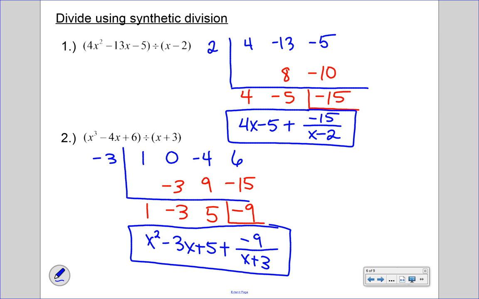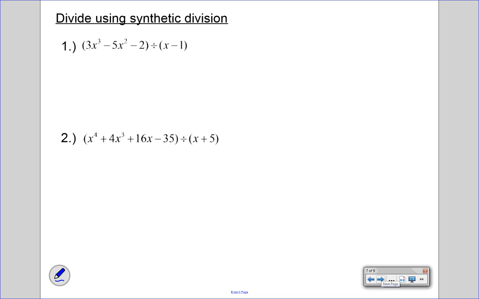And there's your answer. I have two more examples of synthetic division. We are dividing by an x minus 1, so we're going to put a 1 out in front and do our upside down box. We have x cubed and x squared, but we don't have an x term, so we have to put a 0 there. So let's do 3, negative 5, 0 for the x term, and then negative 2 is our constant.